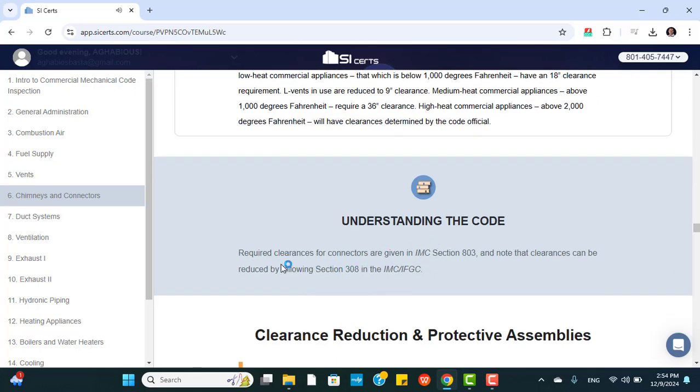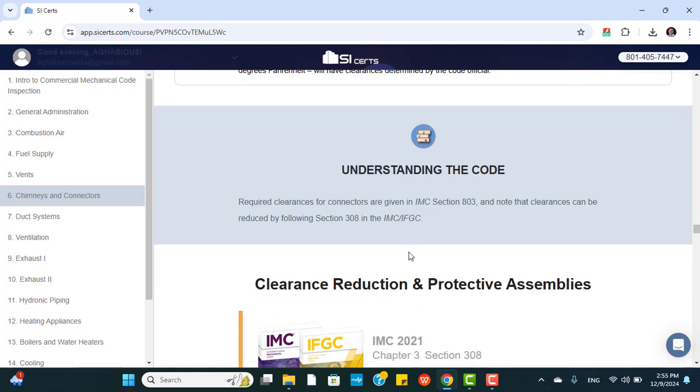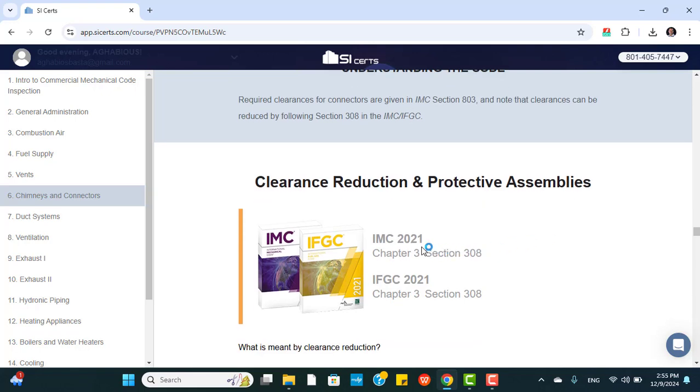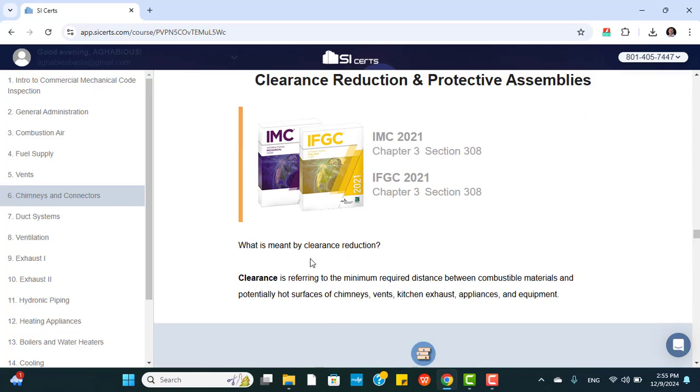Understanding the code. Required clearances for connectors are given in International Mechanical Code Section 803, and note that clearances can be reduced by following Section 308 in the International Mechanical Code and International Gas Code. Clearance reduction and protective assemblies: International Mechanical Code 2021 Chapter 3 Section 308, International Gas Code 2021 Chapter 3 Section 308.